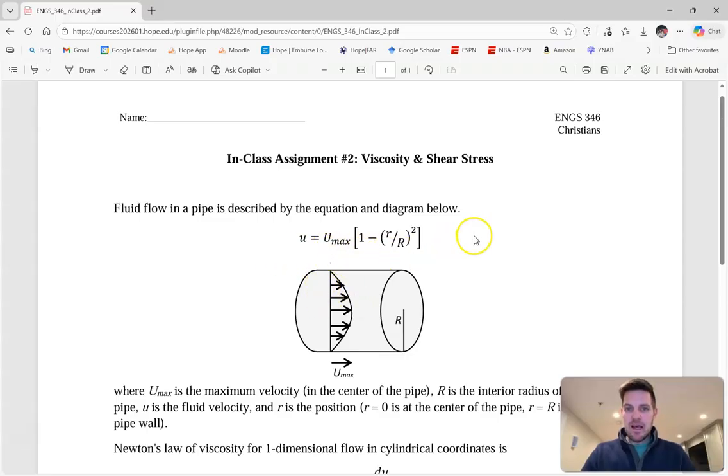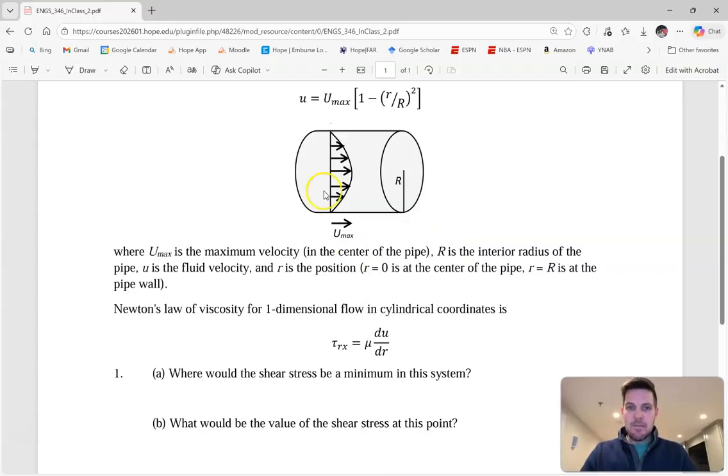You're given a velocity field. This is the velocity field for flow in a pipe. Again, trust me on it. Eventually we'll be able to figure this out for ourselves. The maximum velocity is at the center. In question 1, you're asked, where would the shear stress be a minimum? Shear stress, again, you're thinking of layers of fluid sliding past each other. So where is the fluid traveling together instead of sliding past something else? Maybe a hint for part 1: you can also look at where the slope of the velocity is equal to a minimum.